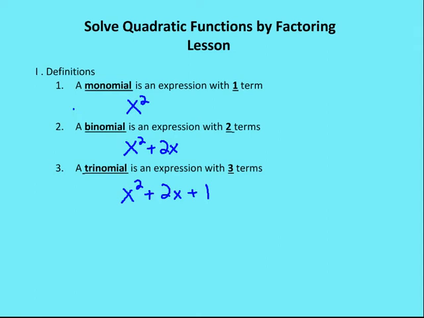An example would be x squared. A binomial is an expression with two terms. In this case, we have bi, which means two names, two terms: x squared plus 2x. And a trinomial is an expression with three terms. So x squared plus 2x plus 1 would be a trinomial. Quadratic functions are typically going to come in expressions with three terms. x squared plus 2x plus 1 would be an example of a trinomial quadratic.